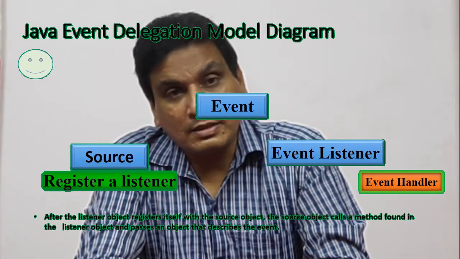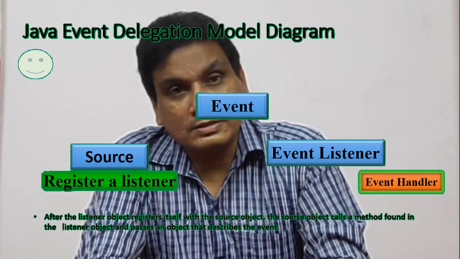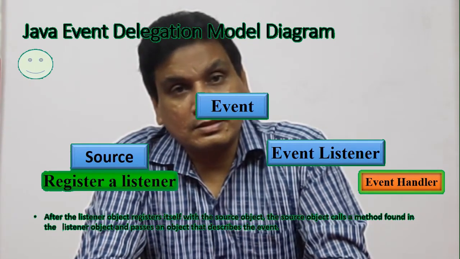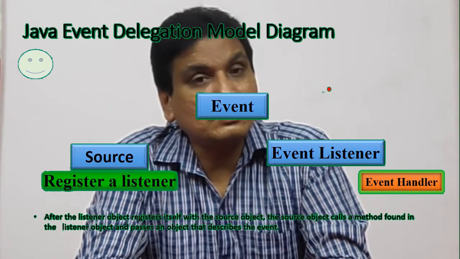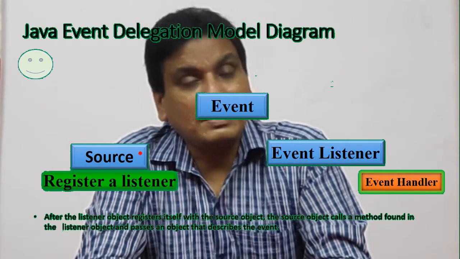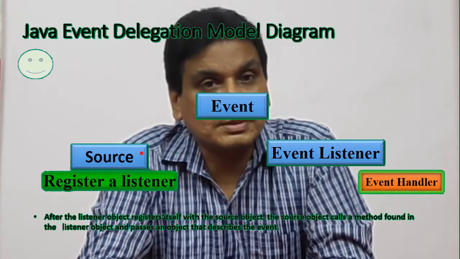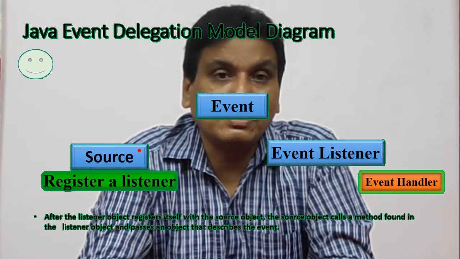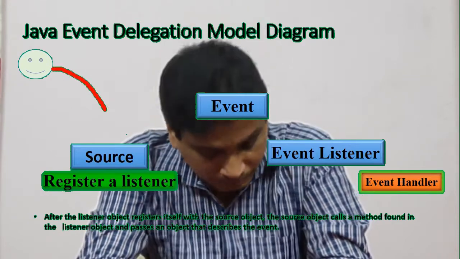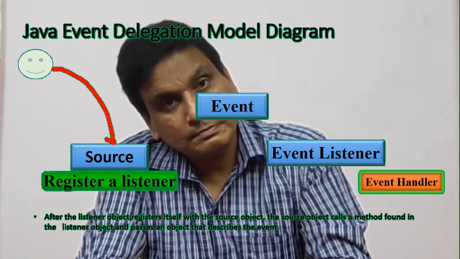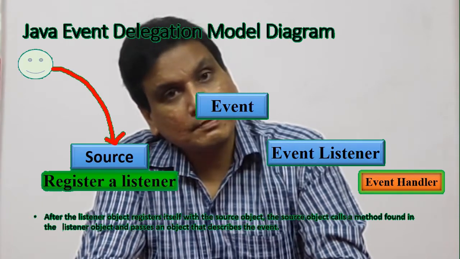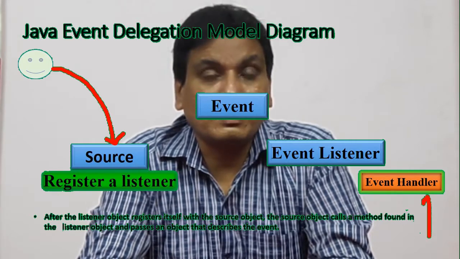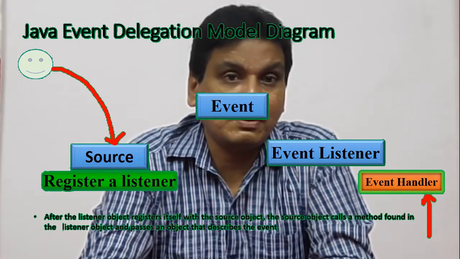Now let's look at the event delegation model. This is a very simple thing. Let's assume that I have a source, which is a component. It could be a button, a text box, a checkbox, it could be anything. When the user interacts with this component, the source, I want something to be done, and that something is carried out by the event handler.